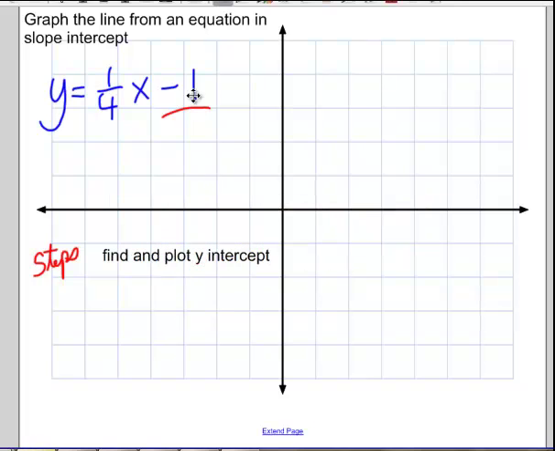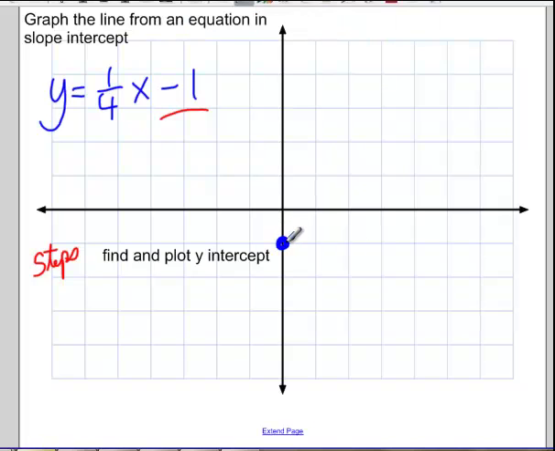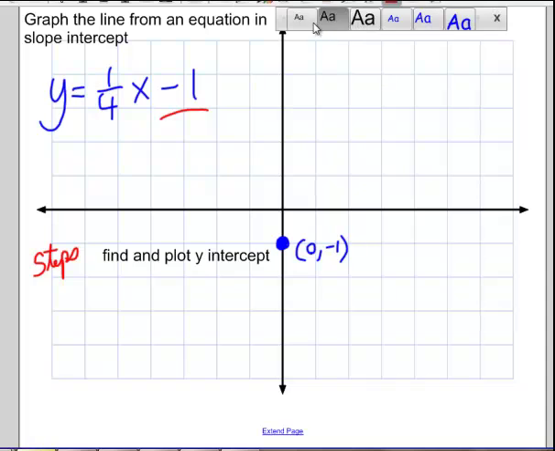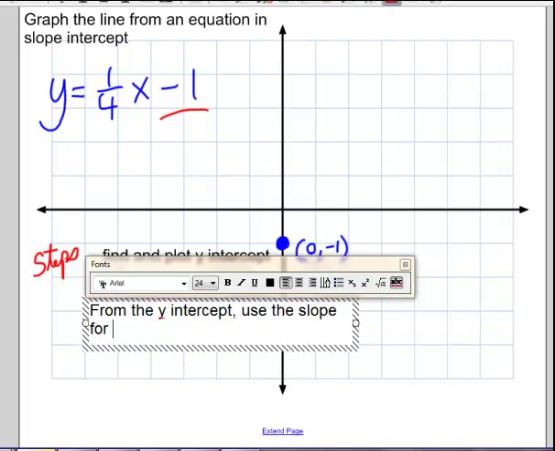So in this case, my y-intercept is -1, so I'm going to come down here, and at -1, and notice it's my y-intercept, so I go on my y-axis, and this is my y-intercept, so at 0, -1. Okay, next step, pretty straightforward, is from the y-intercept, use the slope for rise over run, and plot another point.